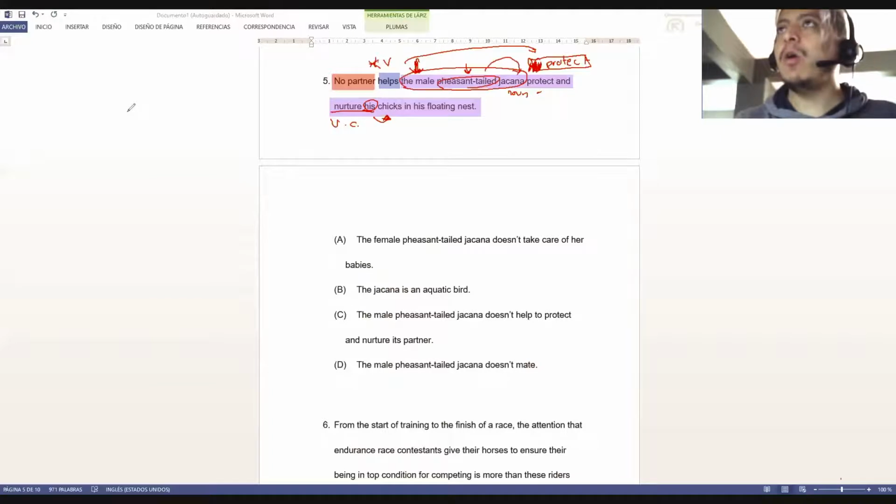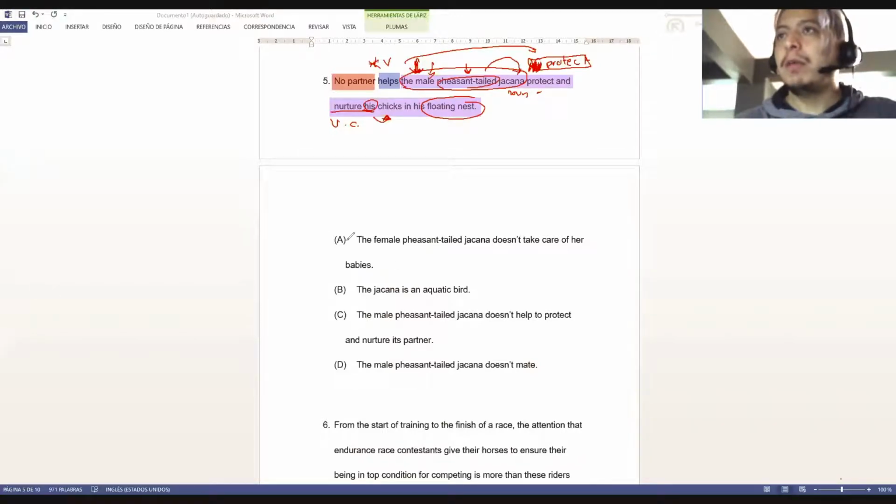So no partner helps the male jacana protect and nurture his chicks in his floating nest. They live in a floating nest. It floats, I guess, in the water. I don't think they float in the air. The chicks are there in the floating nest, and no one helps the male jacana. The male fish and tail jacana is just the variety of the animal. I'm not really sure. I will just stick an image right here of a male fish and tail jacana so that you can check them. But I mean, it's just the name of the animal, okay?